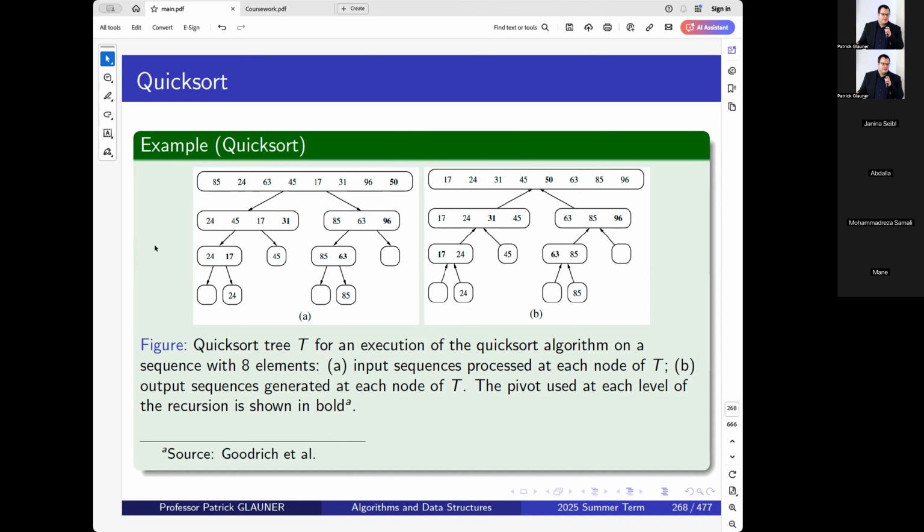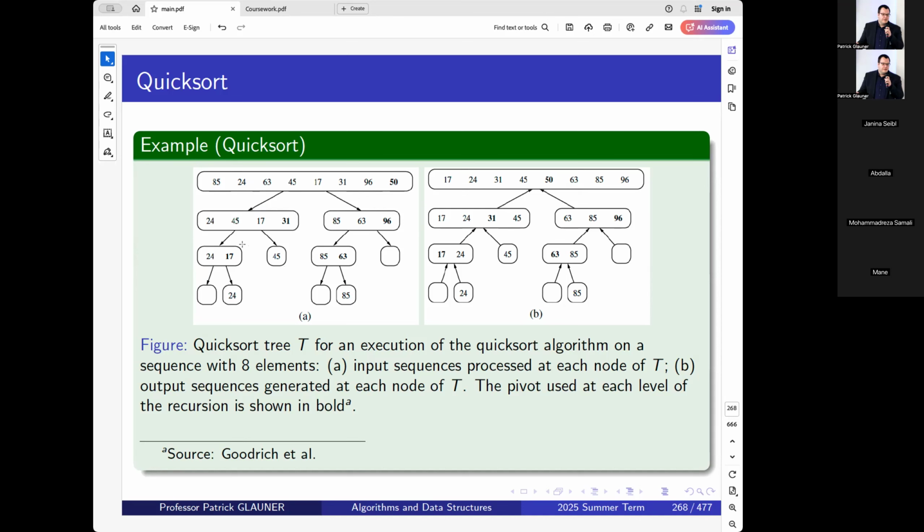Now, we do this recursively again. We have this list here, and we pick again the rightmost element, which is a 31, as the pivot. So the 24 and the 17 are less than the pivot, and the 45 is greater than the pivot.